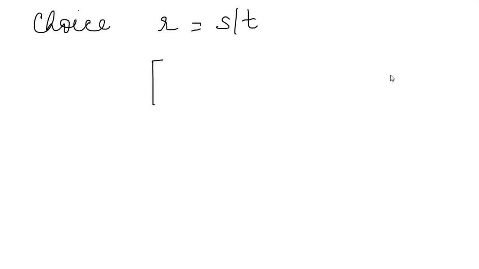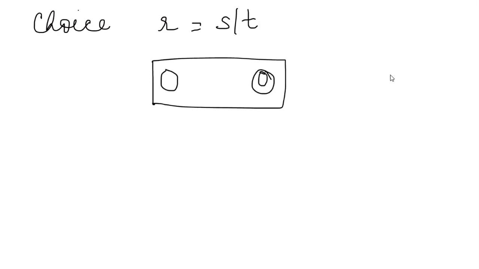Next, let us look at choice, that is option. Choice is R equals S or T, where S is a regular expression and T is another regular expression, and we want to create a regular expression R, which is S or T. So this is the NFA for S.